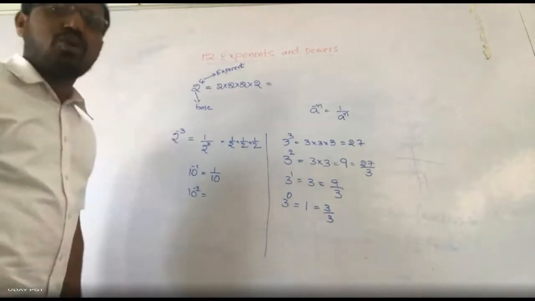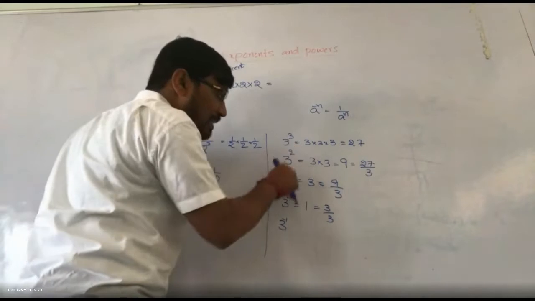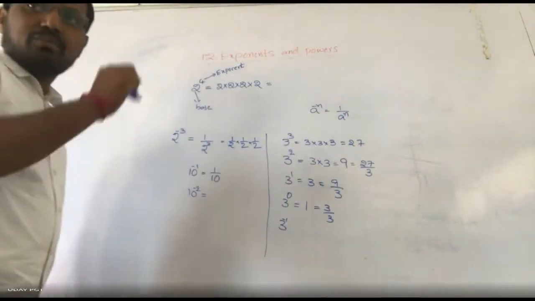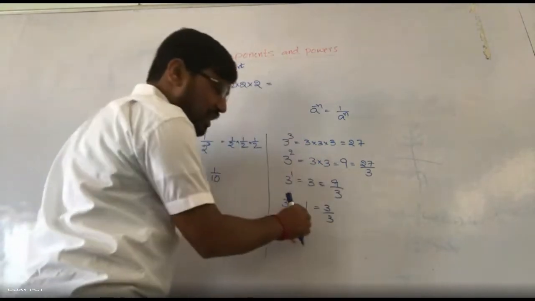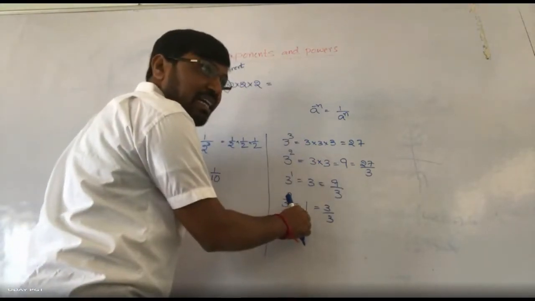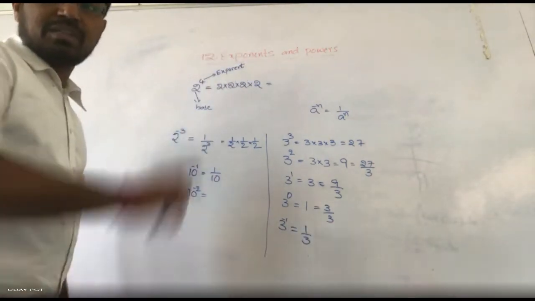Same pattern goes on continuing. So 3 power minus 1, I am going on decreasing the powers. So 3 power minus 1 means in the same pattern, whatever answer you are getting here, you need to divide by 3. We did the same thing, na, from the starting onwards.